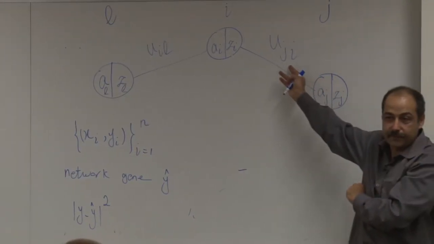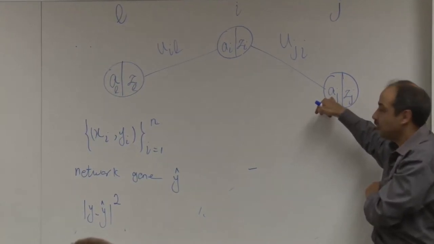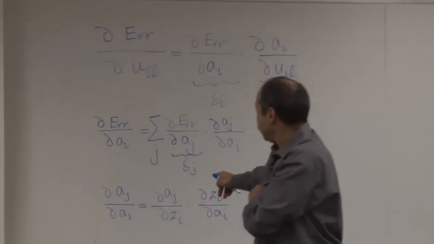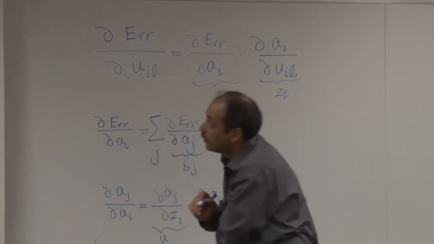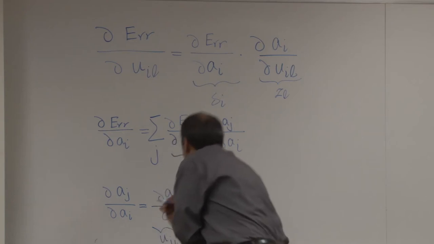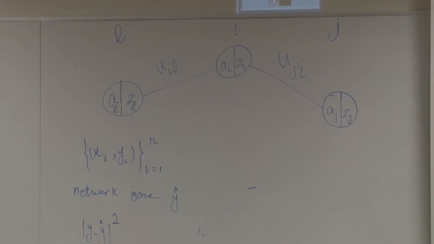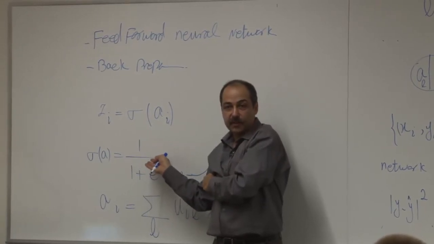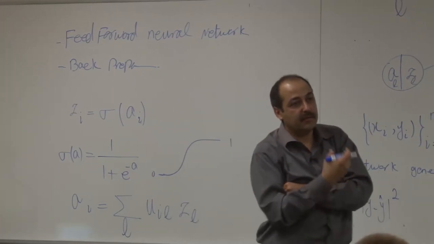It's UJI. If I perturb ZI, how does AJ change? The derivative of AJ with respect to ZI is just UJI. What about the derivative of ZI with respect to AI? I know the relation between A and Z: Z is just A with a nonlinear function applied to it.